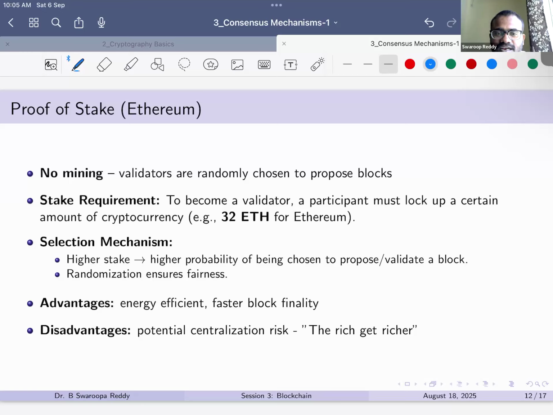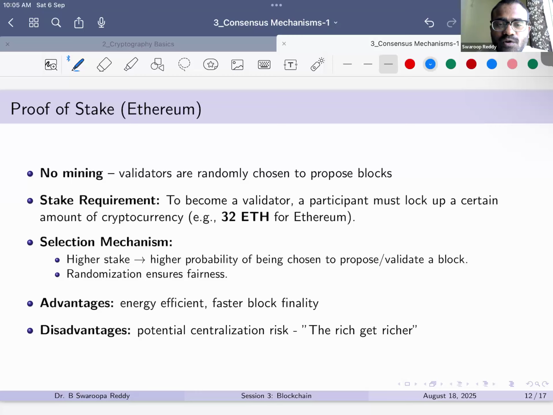But here we call them the validators. The people are called the validators. So one of these validators will get rewards. That is, one of these validators will get a chance to produce a new block randomly. This is a completely random process, right? It is randomly chosen.